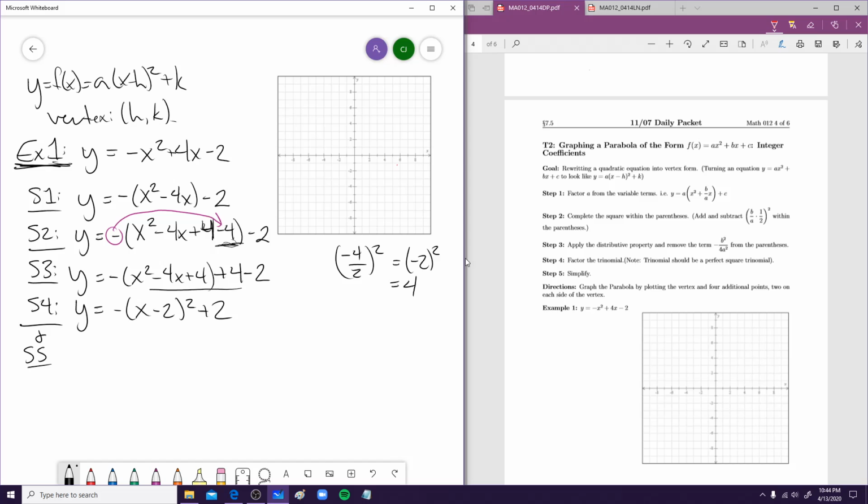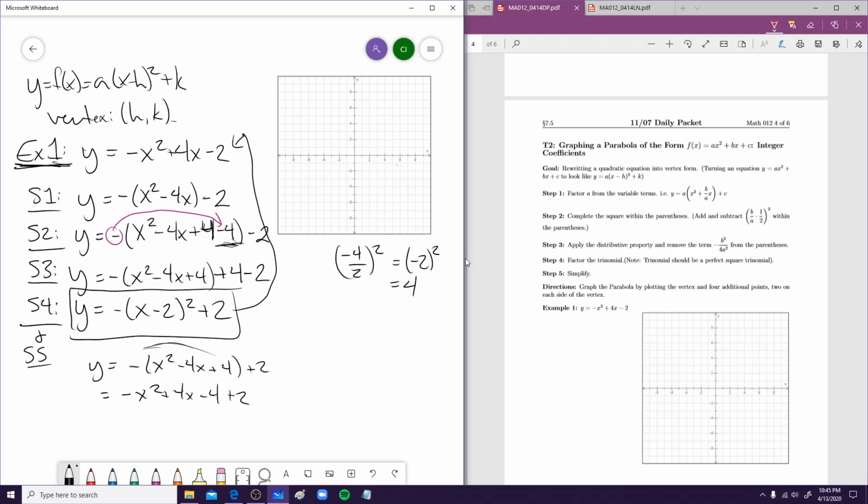So this is the exact same as this in vertex form. How do I make sure that this is correct? So what are we going to do? We can expand it. So this becomes negative, x squared minus 4x plus 4, plus 2. This is equal to negative x squared, I'm distributing, plus 4x minus 4 plus 2. And this is equal to negative x squared plus 4x minus 2. This is the exact same, right?